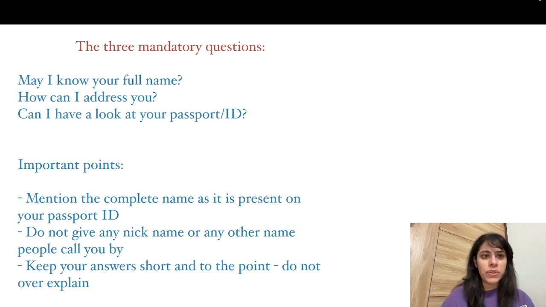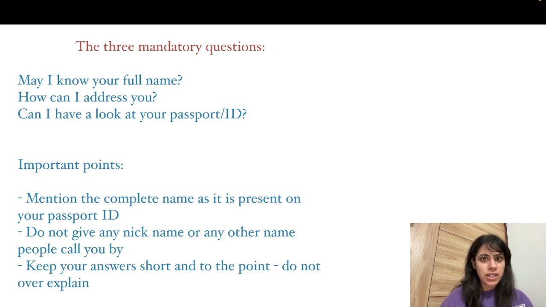I'll give you a sample. For instance, may I know your full name? So you can say, hi, my name is Yakshi Dhamija. Then, how can I address you? You can call me by my first name, Yakshi. Then, can I have a look at your passport? Sure, here it is. That's it. Keep it short, simple, and precise. Once we are done with these three mandatory questions, then we have to introduce ourselves.